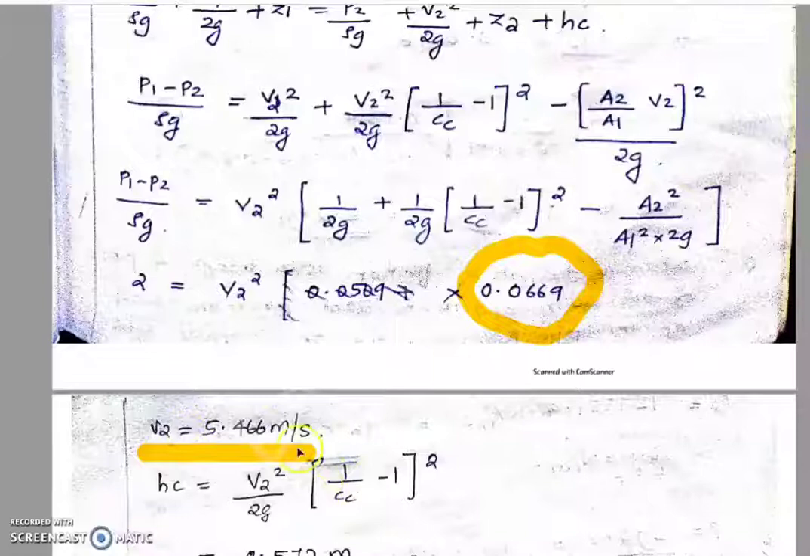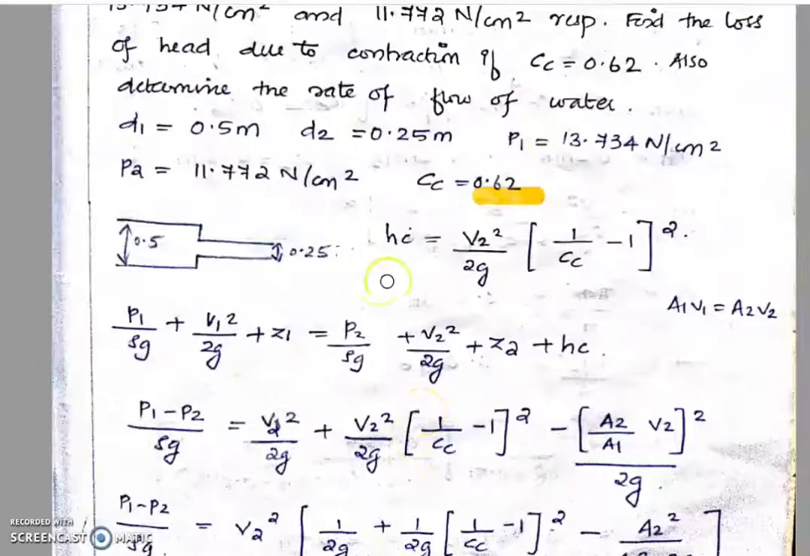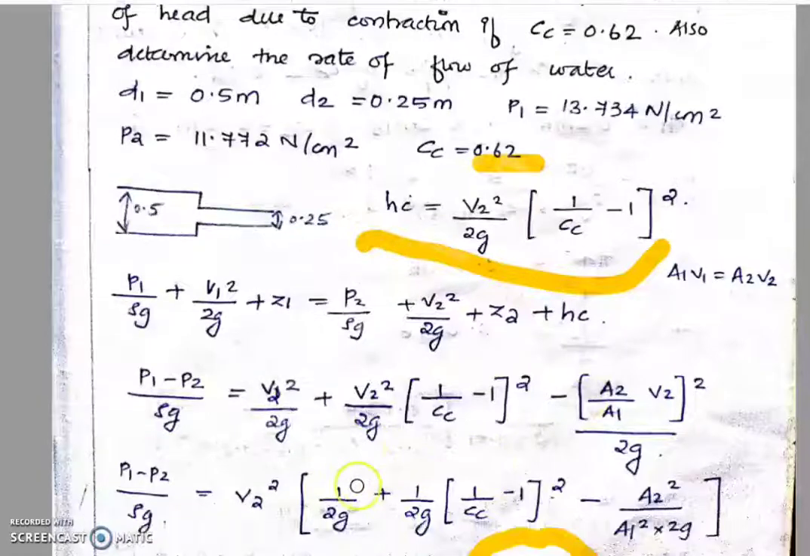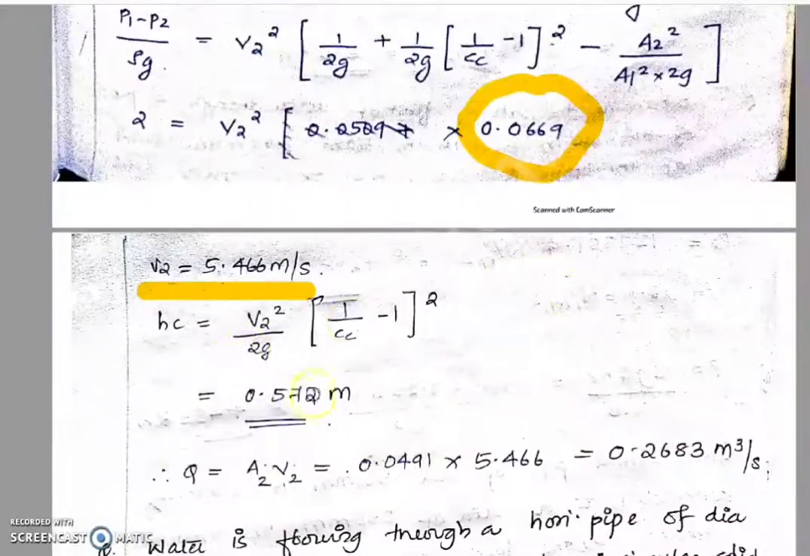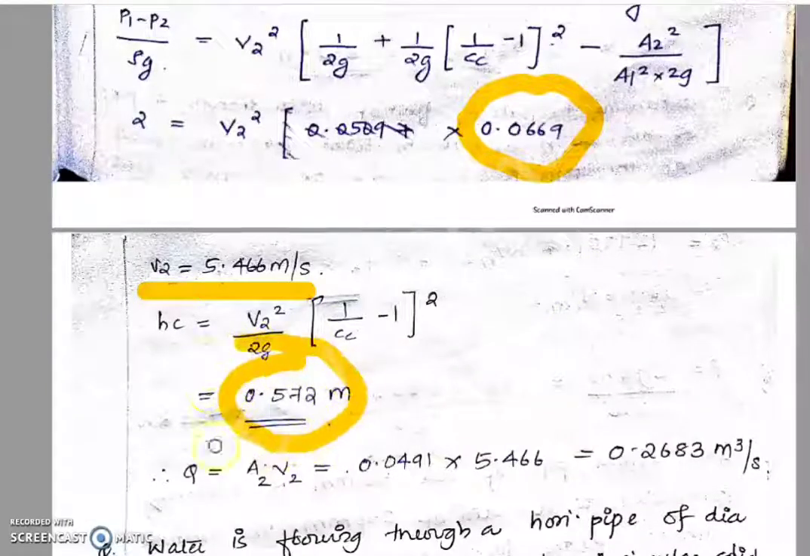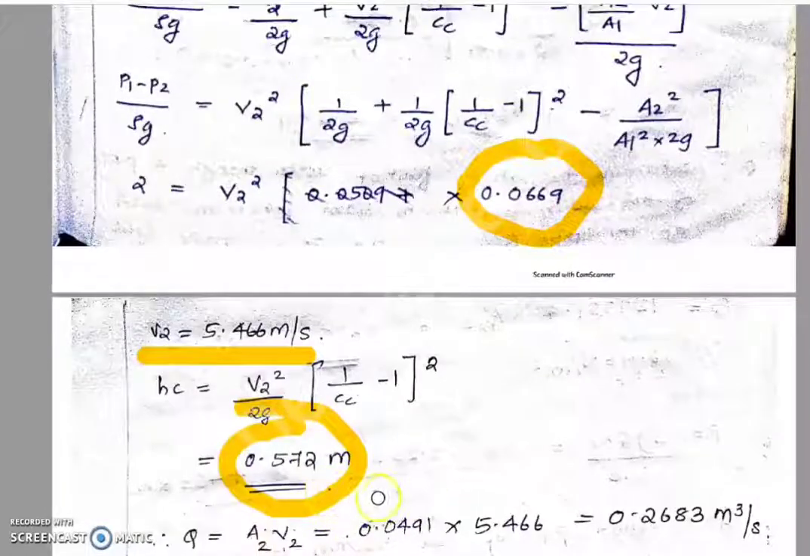Once V2 is known, what is the advantage? That V2 term you can directly substitute in the equation. One more thing I have to add: here, if I directly substitute in terms of V2, I am directly getting the value of V2. So V2 is the term we need to substitute in the equation for Hc. In this equation I am substituting the value of V2. Cc is given as 0.62 and the value of Hc is equal to 0.572 meters. This you will get, and this is the first part.